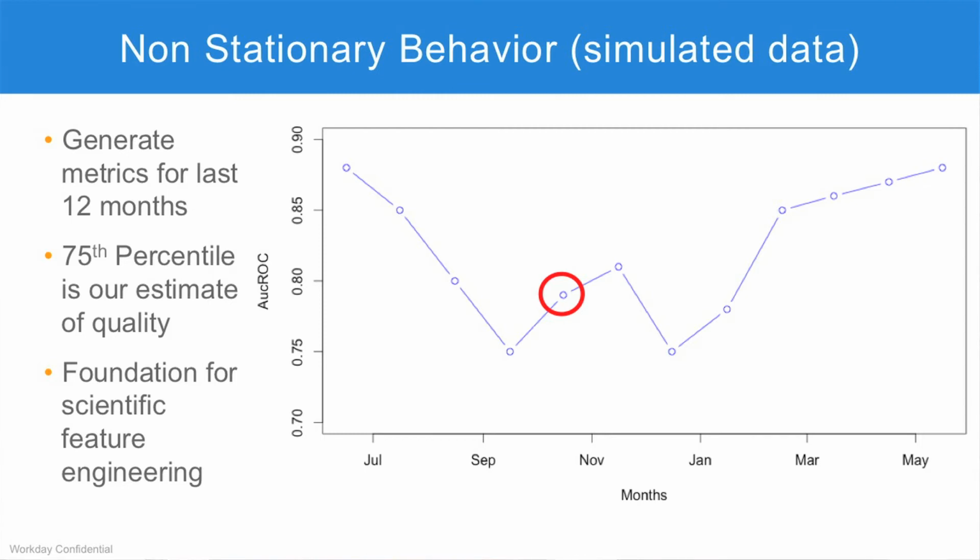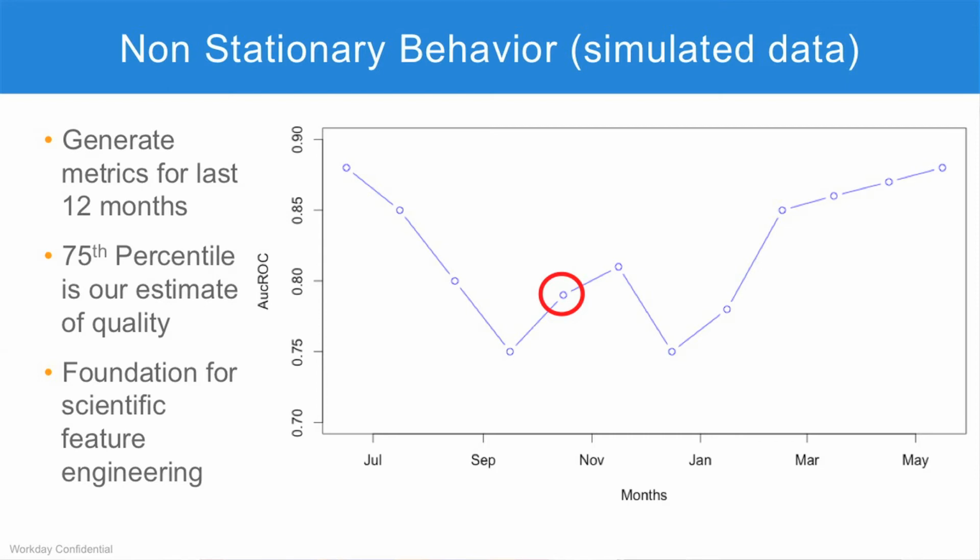Here I'm showing AUC ROC as our quality estimate with some simulated data. And then we looked at the 75th percentile. That is this little red circle. I have marked it by a little red circle, and we use that as our estimate for the quality of our models. And now that we have done all this, we have a solid foundation to do feature engineering.